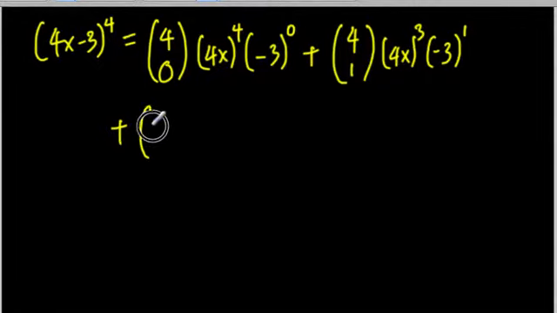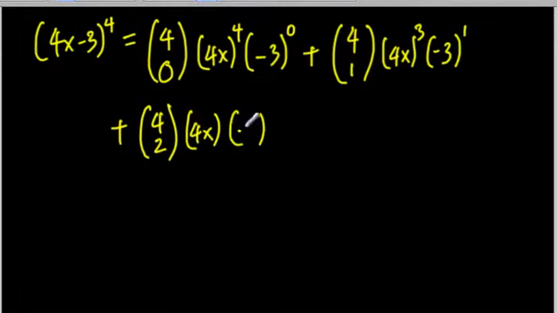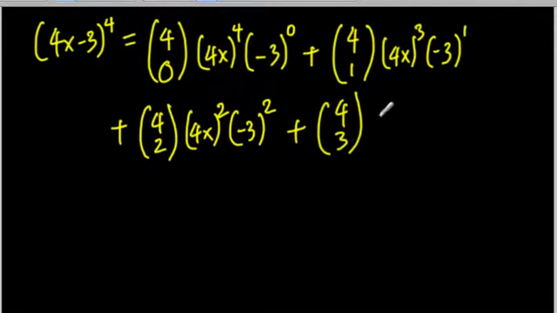Let's do the next one. So 4 choose 2, right? Because the next index is 2. 4x is here, negative 3 is here. Now this power will be squared, and that power will also be 2 because this one is decreasing and the next one is increasing, 0, 1, 2. We have 4 to the power of 3. 4 choose 3, my mistake. 4x, and then it's negative 3.